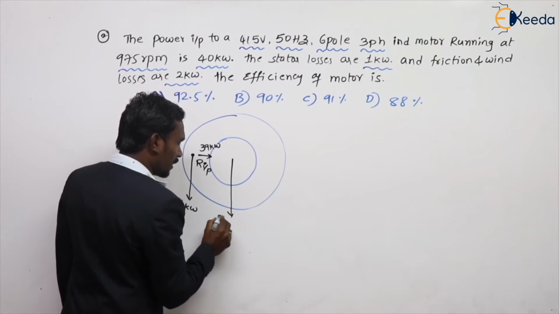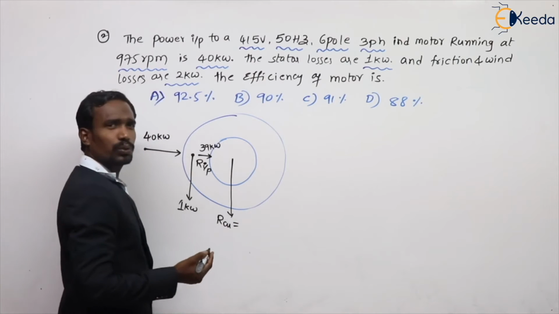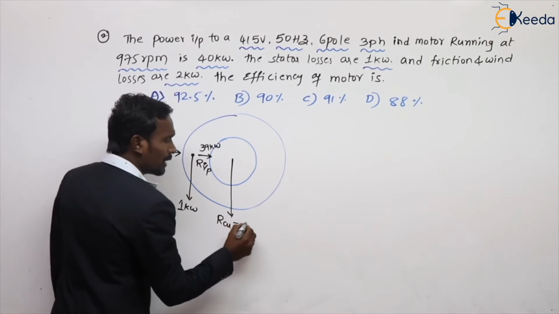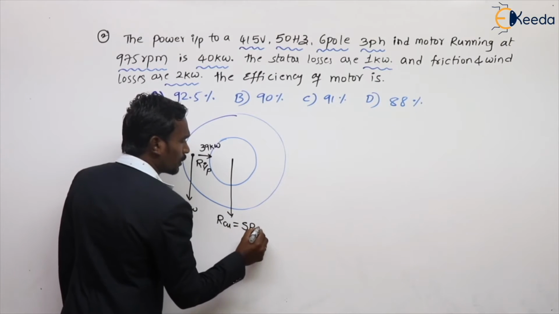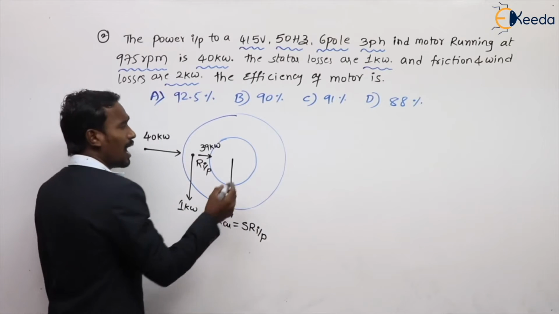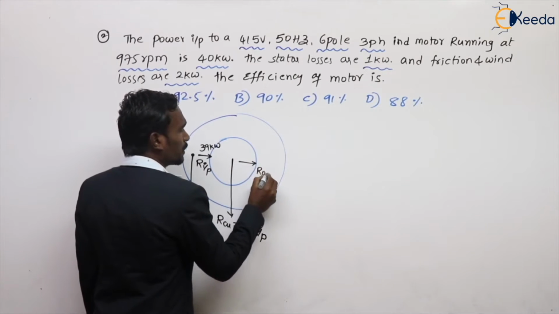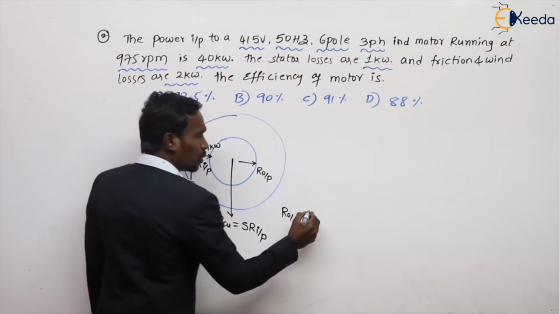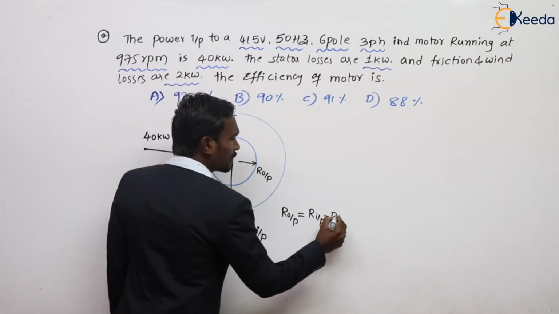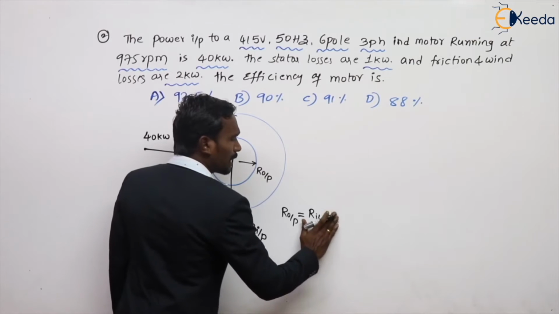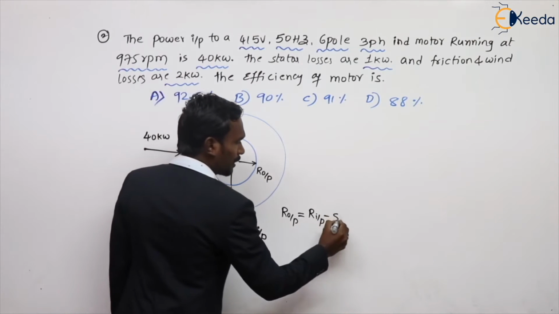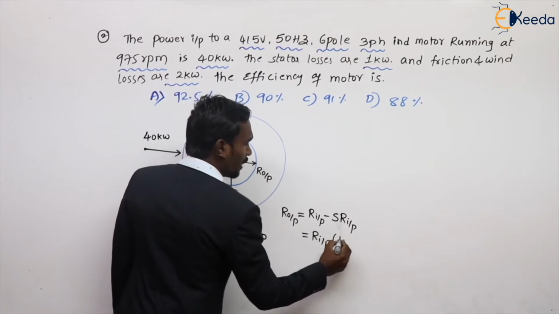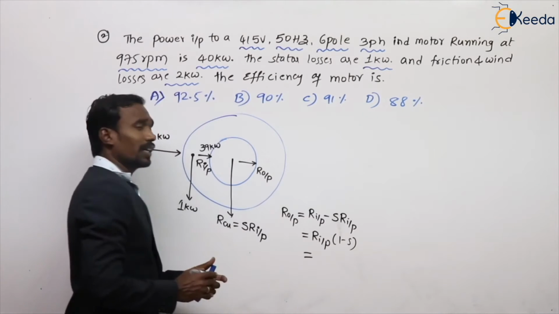Rotor copper losses is equal to, what is the formula for rotor copper losses? We have the formula, rotor copper losses is equal to S into rotor input. Here we have a rotor output. Rotor output is equal to rotor input minus rotor copper losses. So rotor input into (1 minus S), then we can get the rotor output.